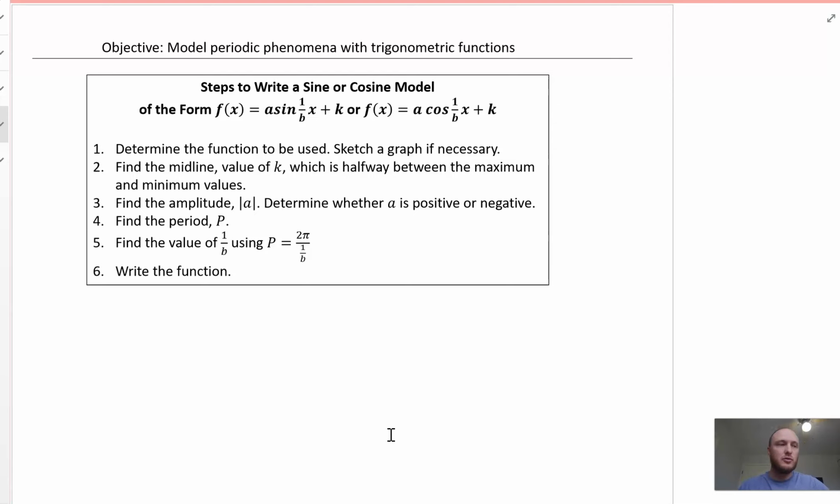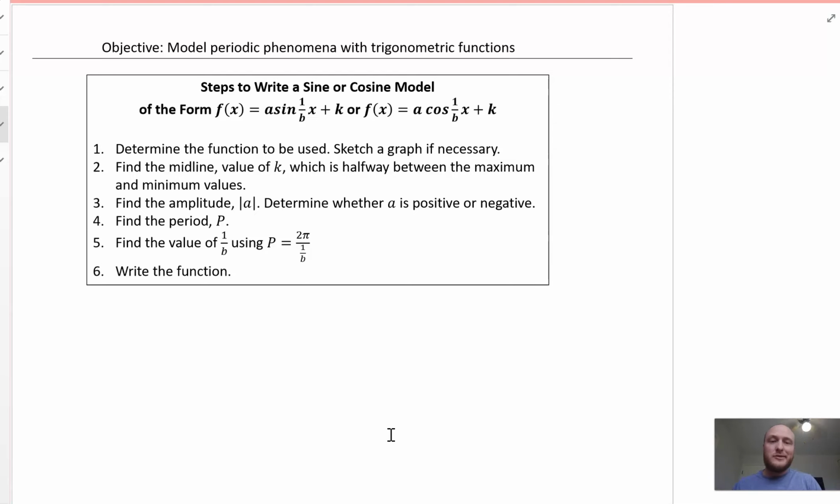Okay, step 2, what we need to do in order to write a trigonometric function is we need the midline, which is the value of k. And there's a couple of ways, like we said, we can calculate this. One way is just determine, okay, what's halfway between the maximum and the minimum values.